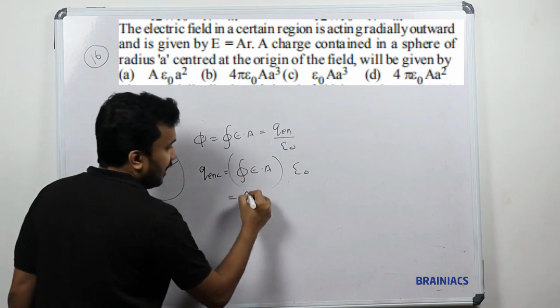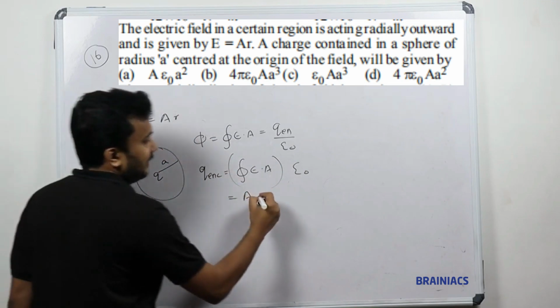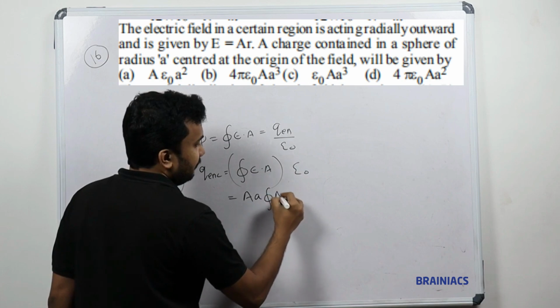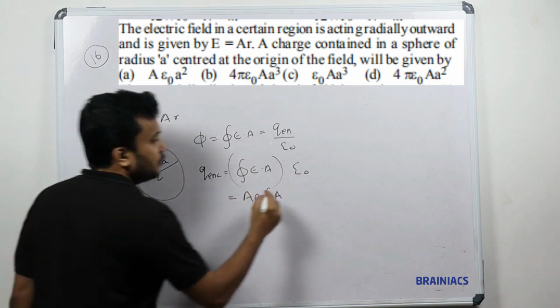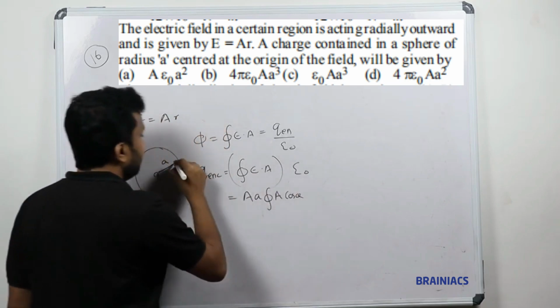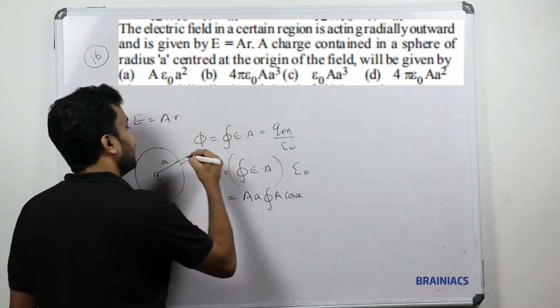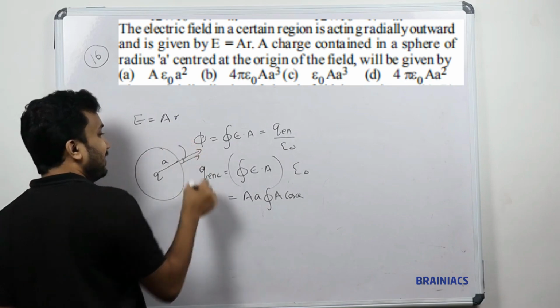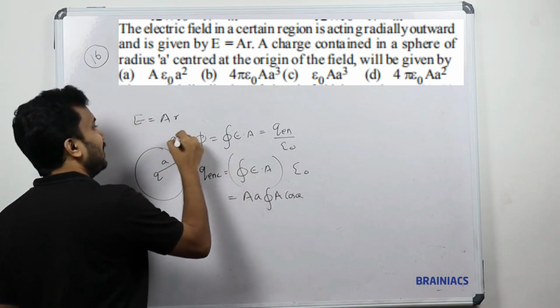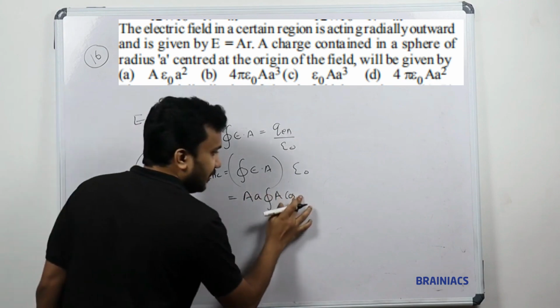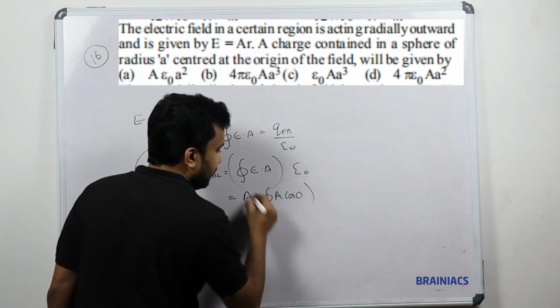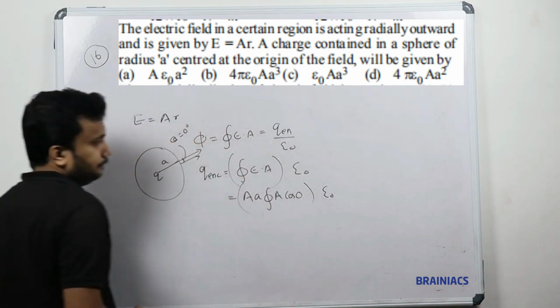E value is equal to AR. R is what? Radius A. And in the closed integral of E dot A, cos theta will be there. What is theta? Electric fields are going like this, the area vector is like this. So the angle between the electric field and the area vector, theta, equals 0 degrees. So cos 0 is 1. I am directly writing cos 0 here, and this is whole multiplied with epsilon 0.